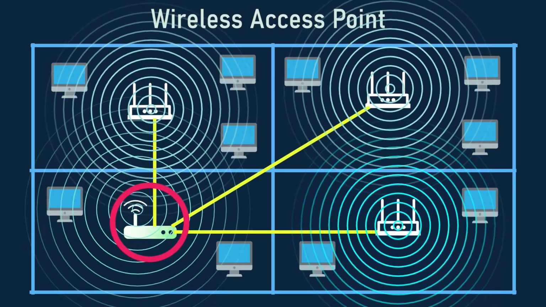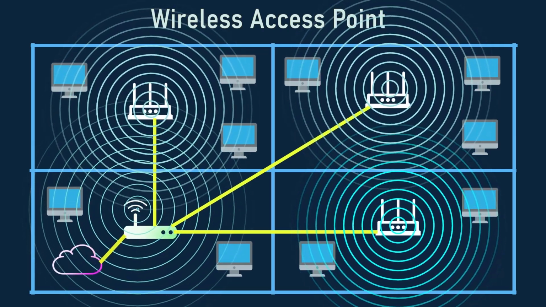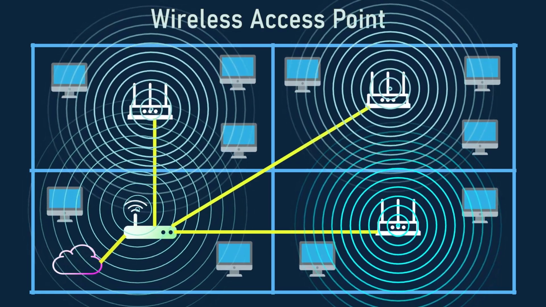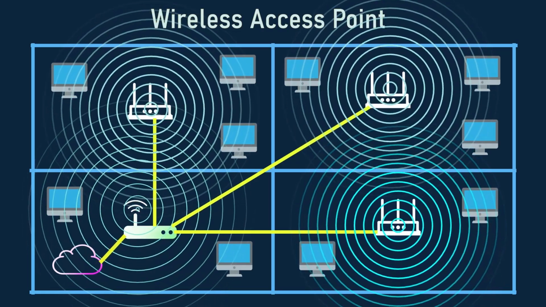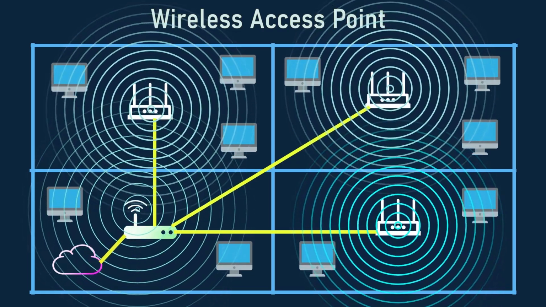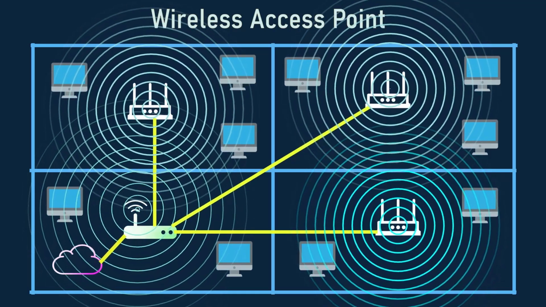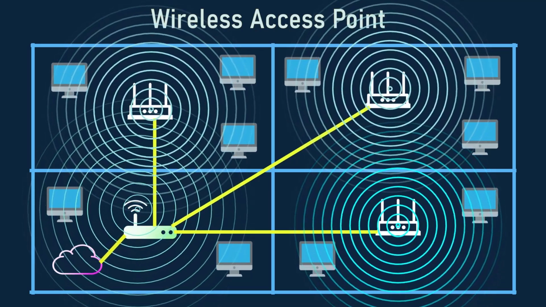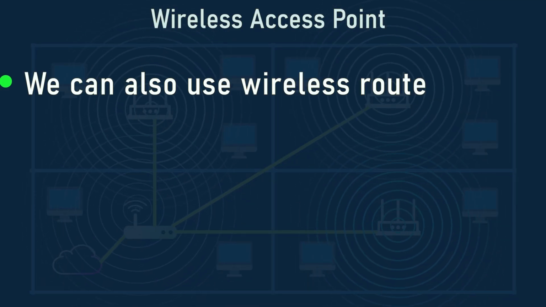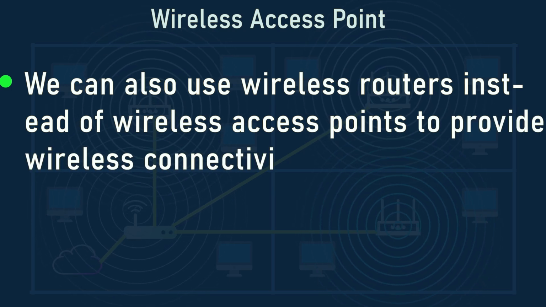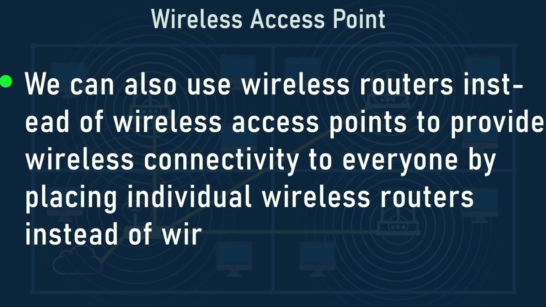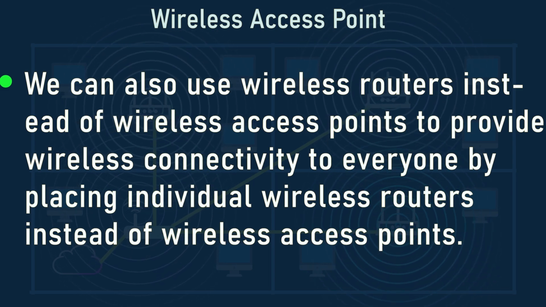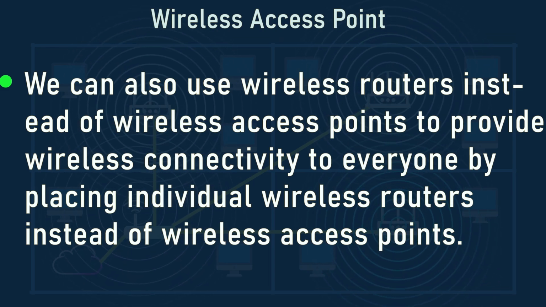If any device on the network wants to access the internet, the packets have to go through the main router. Everything is managed by a single router. Wireless access points are well suited for such setups or large offices because they are easy to manage. Alternatively, you can also use wireless routers instead of wireless access points to provide wireless connectivity to everyone by placing individual wireless routers instead of wireless access points. However, this can create manageability problems.